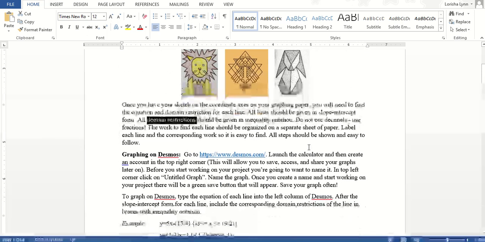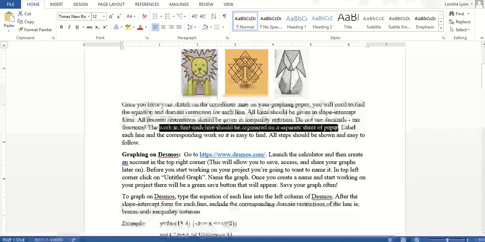I do want this work to be organized because it's going to be turned in. So you can get a separate sheet of paper out, just organize this work somehow, and label each line. That way I can follow your work as I'm working through and grading and giving feedback on these.